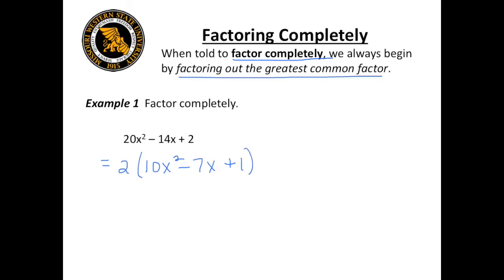Now we notice that we have a trinomial written in descending order. If this trinomial factors further, it can be written as a product of two binomials. Recall that to factor a trinomial, we look at the first term to determine the factors that appear as the first terms in our binomials. So the factors of 10x squared depend upon the factor pairs of 10, which include 1 times 10 and 2 times 5.